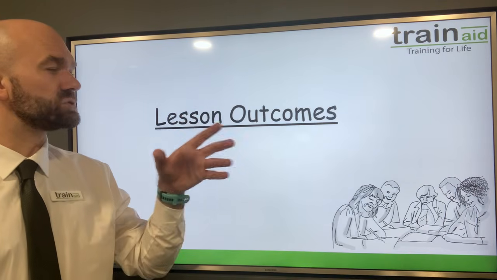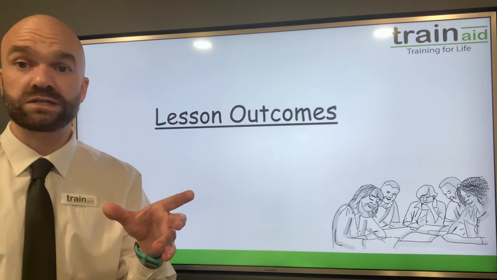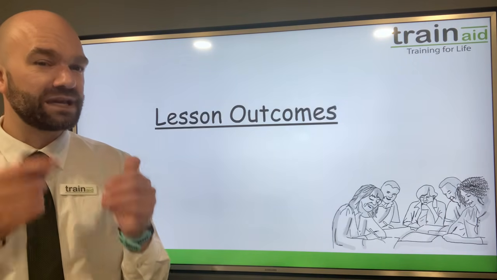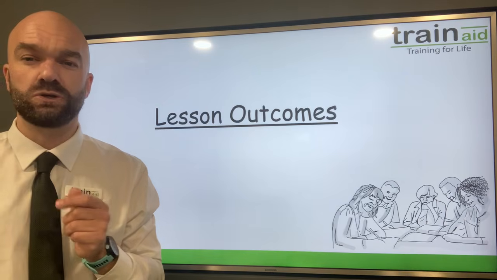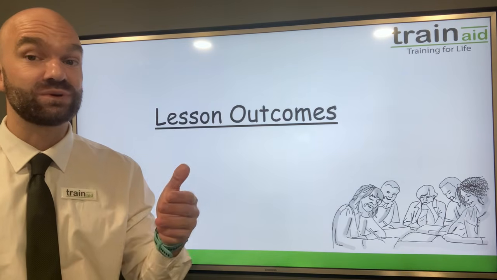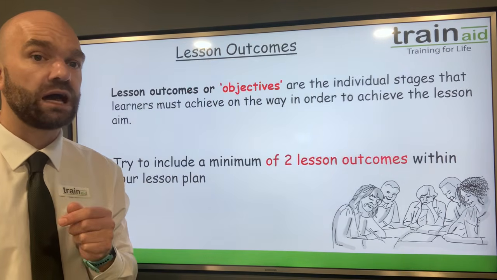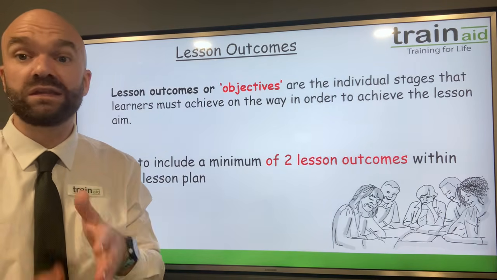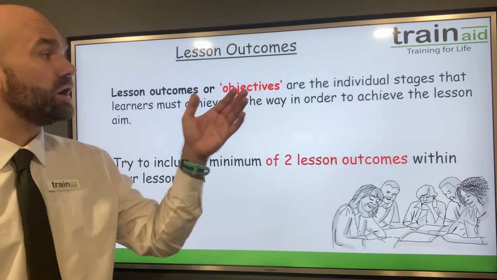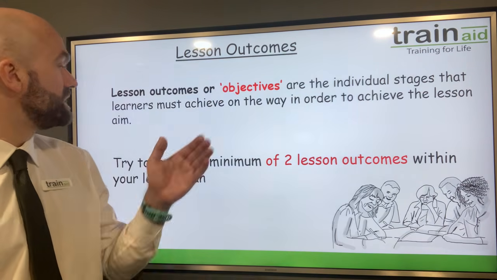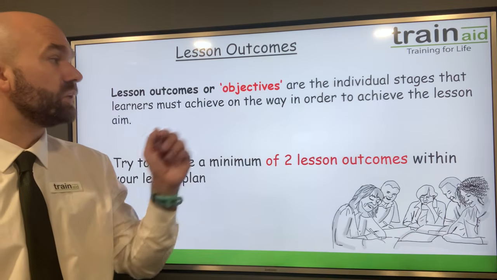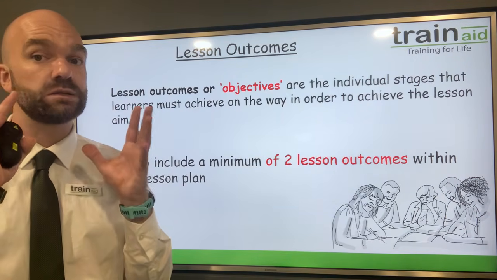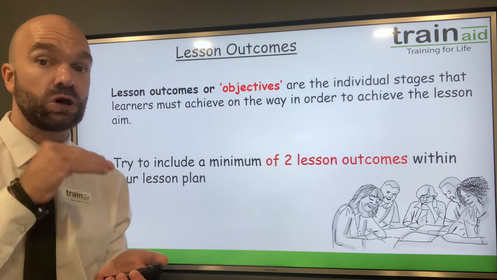Lesson outcomes are otherwise known as lesson objectives. So after creating our aim, we're now going to be looking at this key term of lesson objectives or lesson outcomes. Let's have a look at what these mean first. Lesson objectives or outcomes within the teaching and training world are the individual stages that learners must achieve on the way in order to achieve the lesson aim.